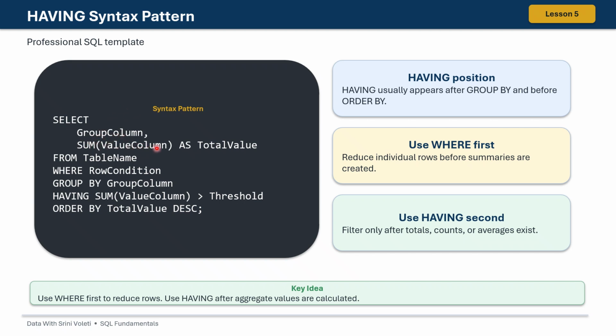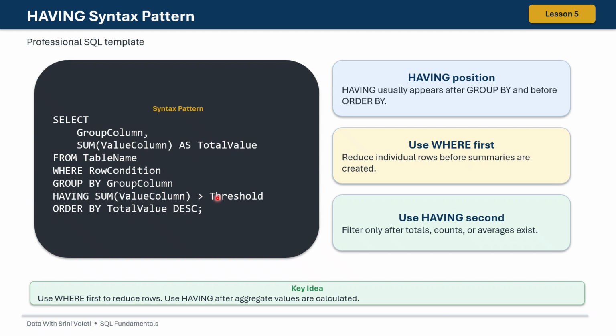For healthcare reporting, this distinction matters. If the business question is about individual claims, use WHERE. If the business question is about provider totals, plan type counts, monthly averages, or other summarized values, use HAVING. Now let us look at the syntax pattern we'll use in SSMS.